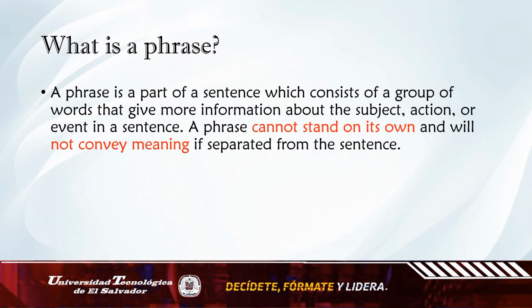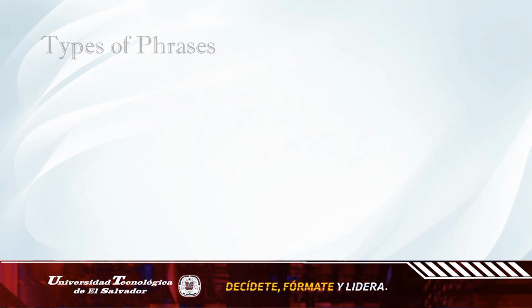Well, a phrase is a part of a sentence which consists of a group of words that give more information about the subject, action, or event in a sentence. A phrase cannot stand on its own and will not convey meaning if separated from the sentence. According to English grammar, there are several different types of phrases that serve a number of purposes, but here are some of the most common types of phrases.